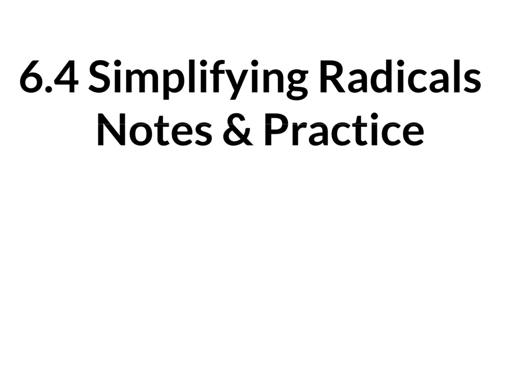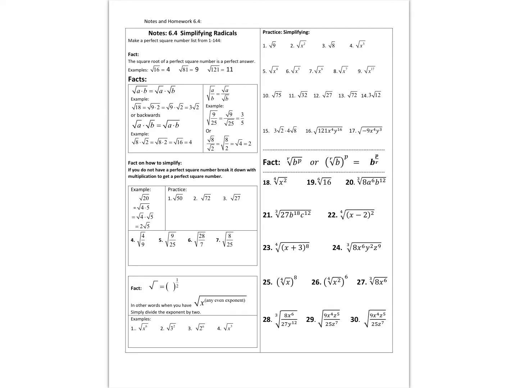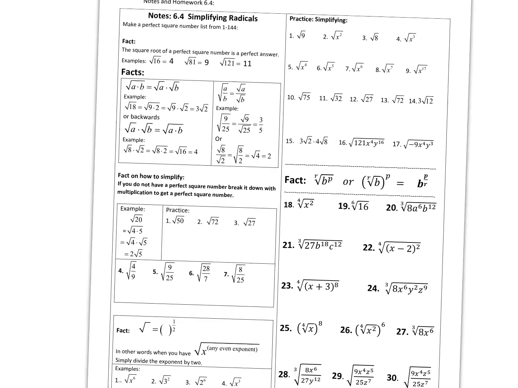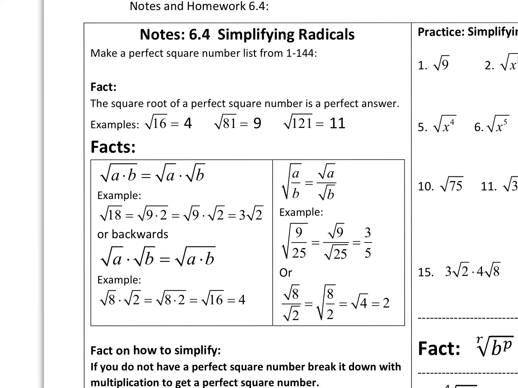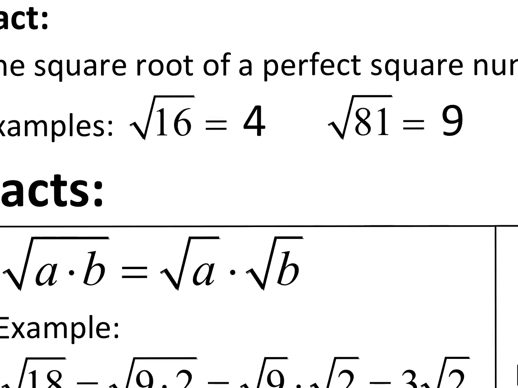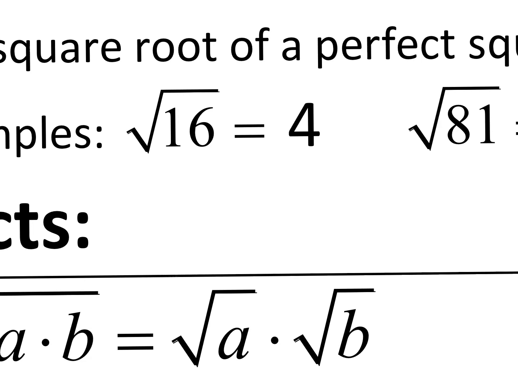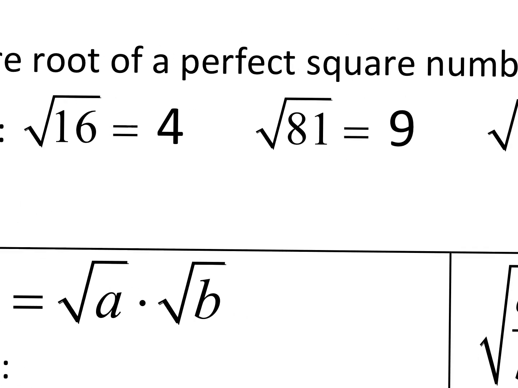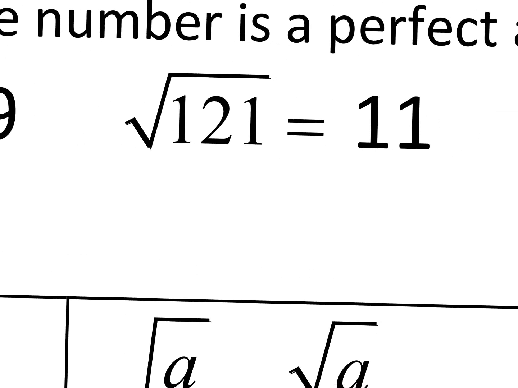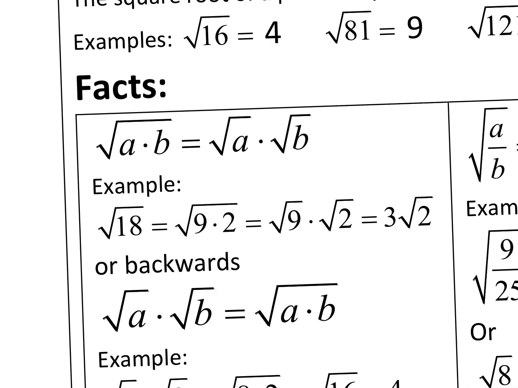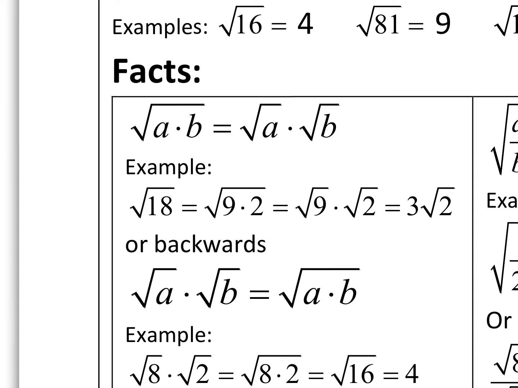And these notes that we just handed out that you have right here, you've already seen them. We've already done them. We already know that taking the square root of a perfect square number gives a nice, perfect answer, right? The square root of 16 is 4, square root of 81 is 9, square root of 121 is 11. We know that. We want to take the square root of a perfect square number.